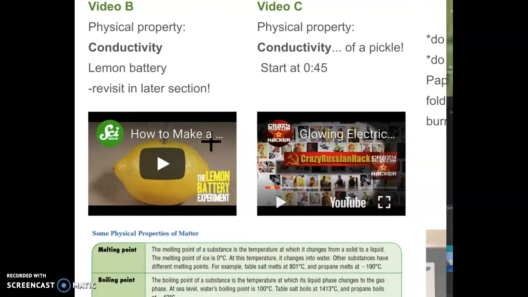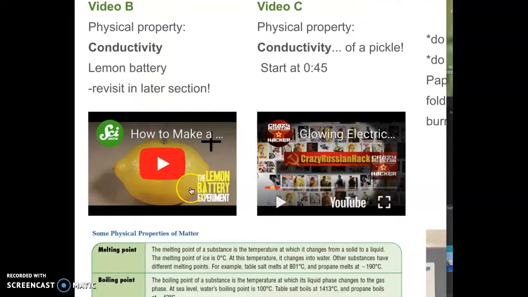So a pickle has a lot of salts, dissolved salt in it. So when you're doing electricity in grade 9, you learned that electrolytes are able to conduct electrons, able to conduct heat. And in this case, we're going to have electrical energy from the wall go through the electrodes, which are the metal sticks, through the pickle, and it's converted to heat and light.